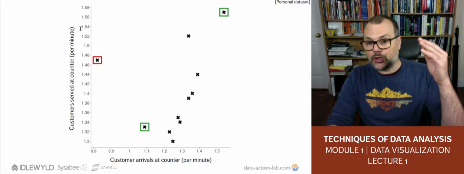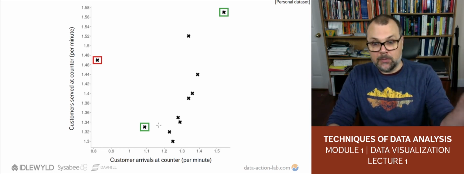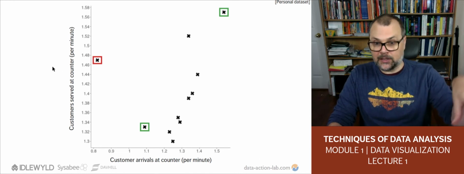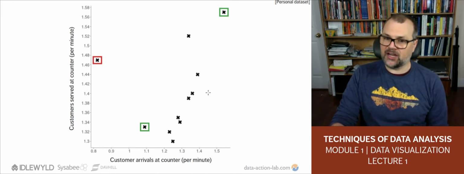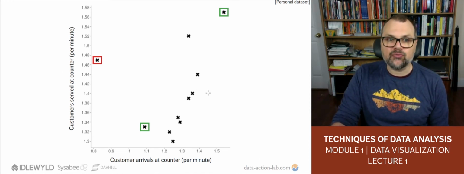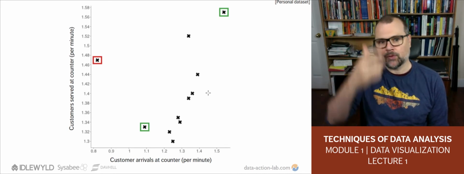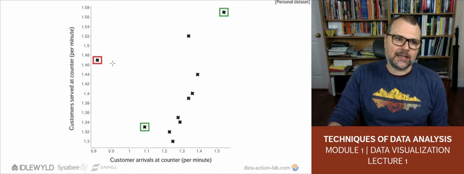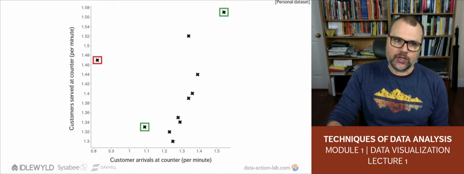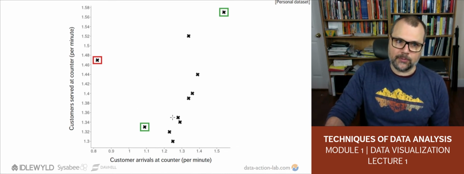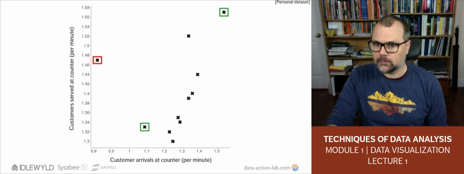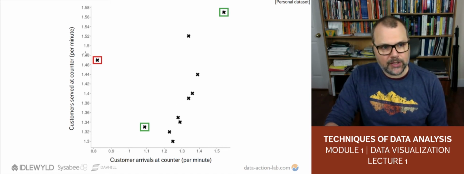So this is good. If you just showed me a table here with the pairs, arrival rates and service rates, I probably wouldn't have been able to see that right away. 11 points, that's too many points for my brain to really make sense of it. Another thing you might notice is that there's one point here which doesn't seem to follow the pattern. Do you see this point as well?